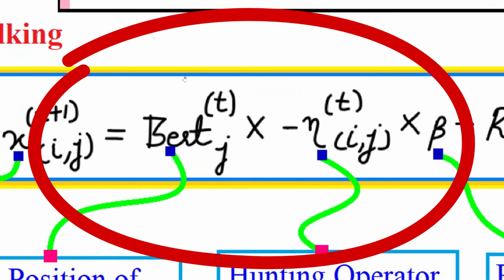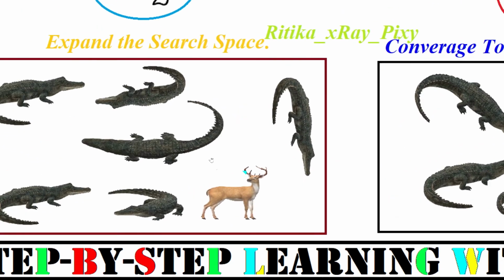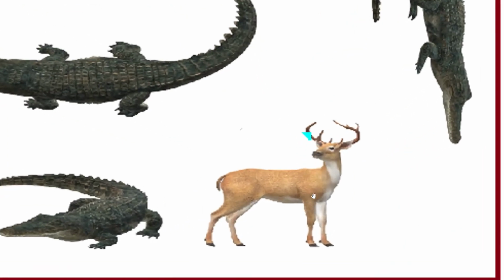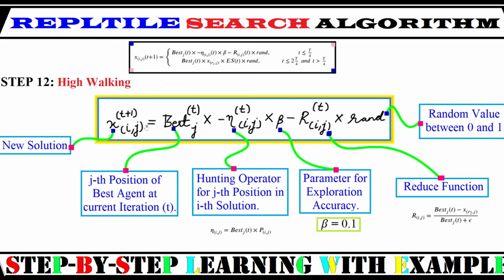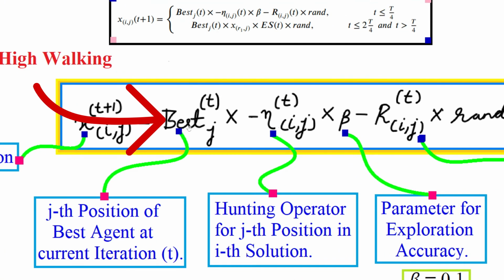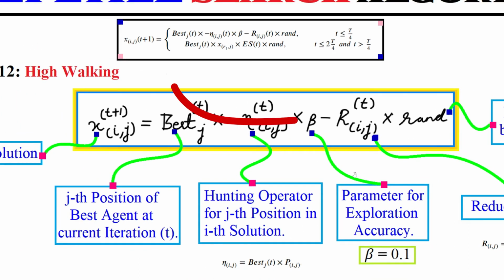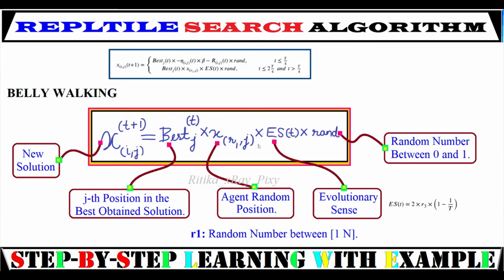Here you can see we have the best solution. You can see here in the search space we have n number of agents. Among all we will consider the best agent as the target, and we will update the position of all agents with respect to the best solution, or you can say best agent. And this is the hunting operator, and this is the exploration accuracy parameter, and this is the reduce function. Rand is any random value between 0 and 1.